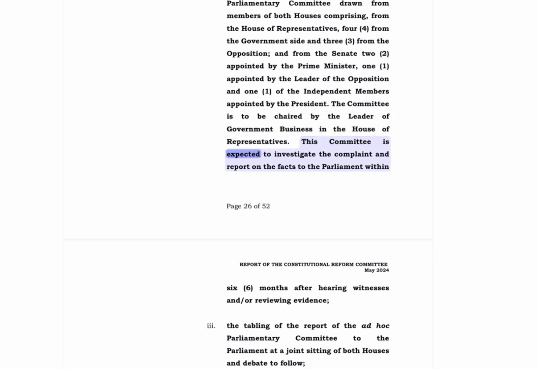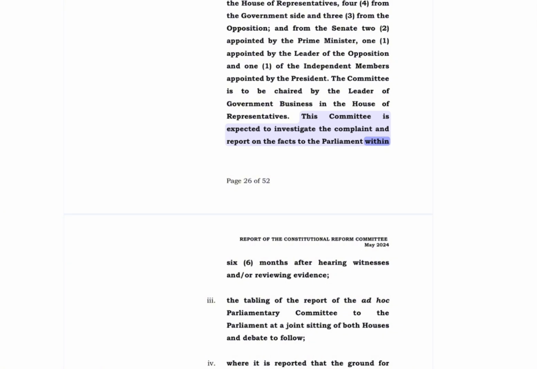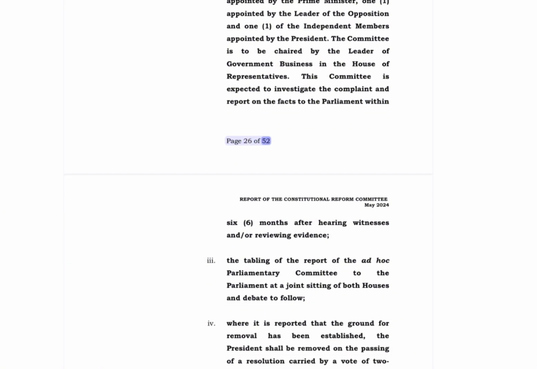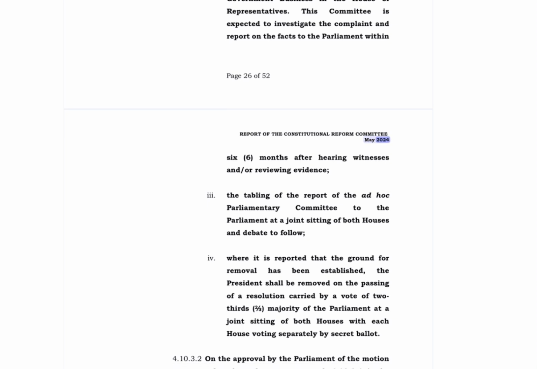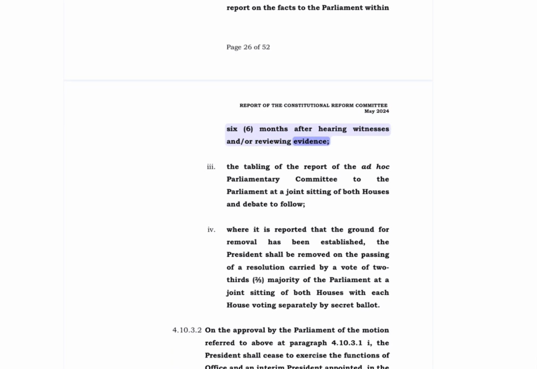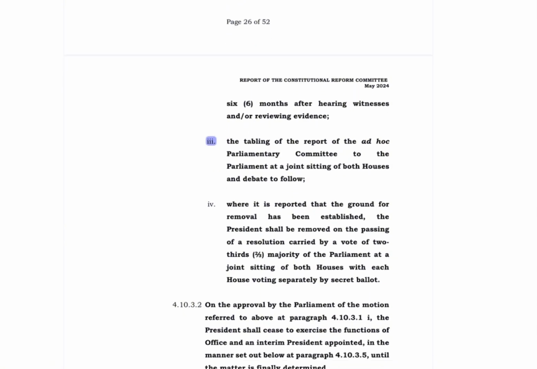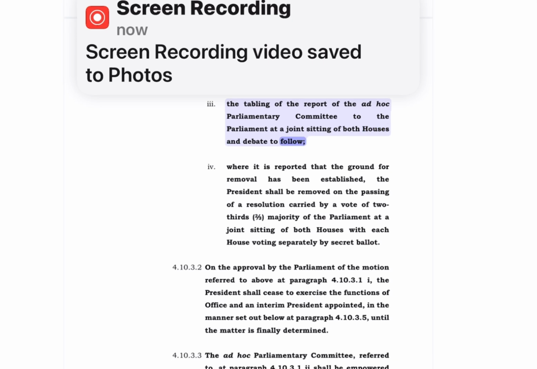This committee is expected to investigate the complaint and report on the facts to the Parliament within Page 26 of 52. Report of the Constitutional Reform Committee, May 2024. 6 months after hearing witnesses and/or reviewing evidence. 3. The tabling of the report of the ad hoc parliamentary committee to the Parliament at a joint sitting of both Houses and debate to follow.